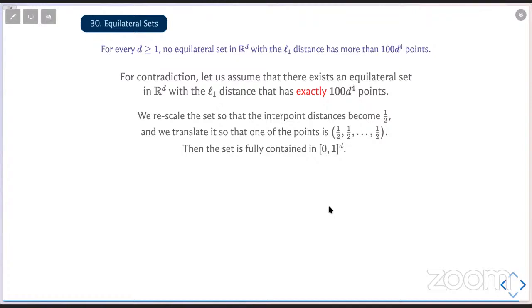You can make sure that whatever that common distance is, this is an exactly equilateral set. So imagine that you have the set on your iPad or something, you just pinch your screen to bring it down, and the relative distances stay the same when you scale down. And then you move things around so that one of your favorite points sits at the all halves location. This, combined with the fact that the intra distances are half, makes the entire point set come inside the envelope of the unit box in d dimensions.